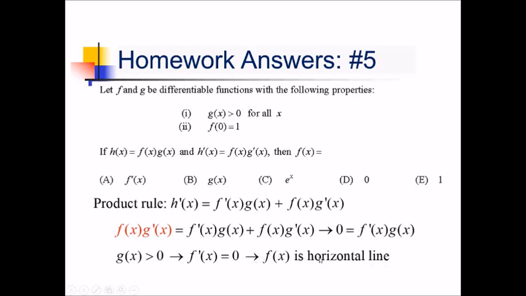And this is what we wanted to figure out, right? What the original f function was. There's only two functions here that are horizontal lines necessarily. That's going to be D and E, but which one is it? Well, here's the last piece of information that was helpful. They told us f of 0 is 1. In order for the f function to go through 1 and be a horizontal line, it must be the horizontal line f of x equals 1. So that gives us answer choice E.